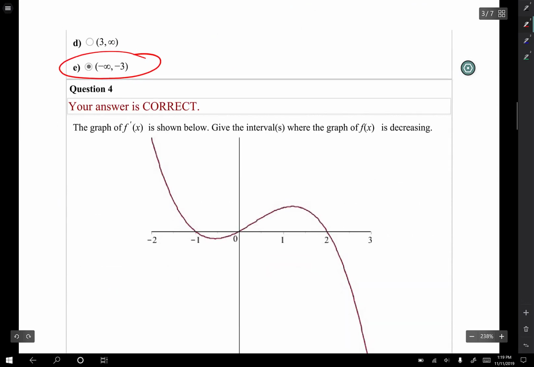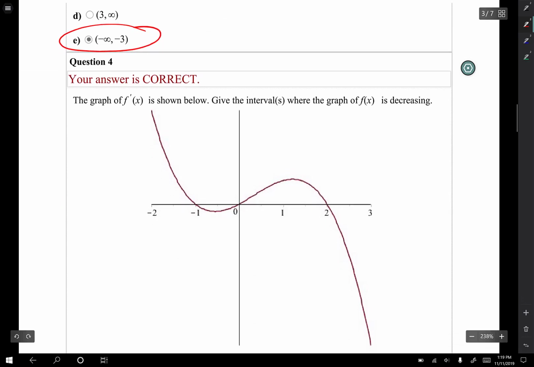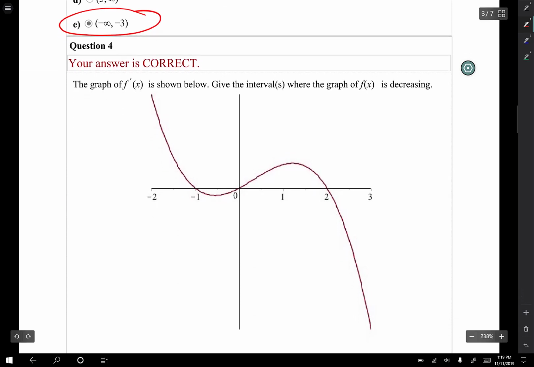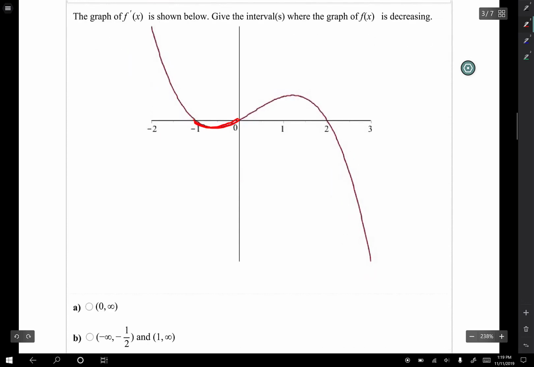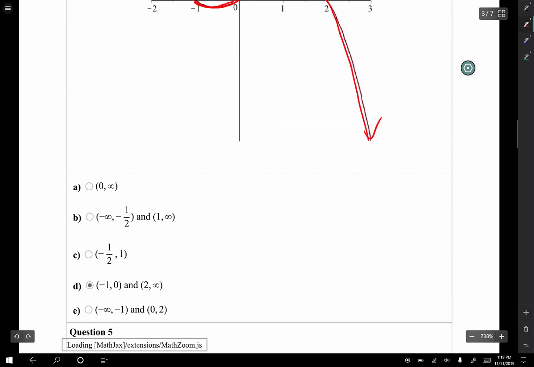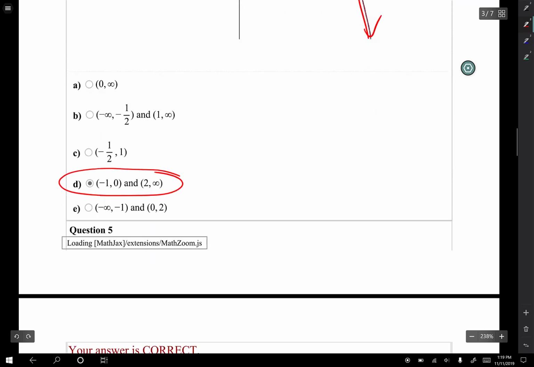Next question. The graph of f prime is shown below. Give the intervals where the graph of f of x is decreasing. Again, it's the same deal. This is the derivative graph. I want to know where f is decreasing. So you're decreasing whenever f prime is negative. And it's negative from negative 1 to 0, and then 2 to infinity. So we look for that, and there it is, guys.